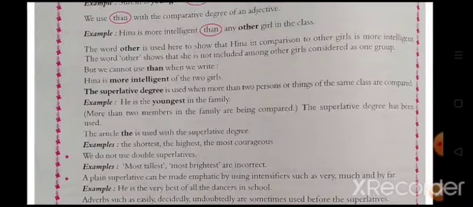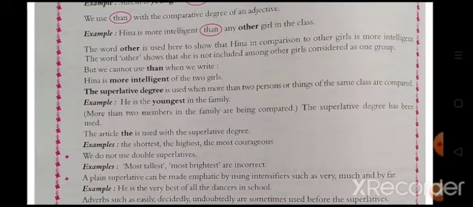The superlative degree is used when more than two persons or things of the same class are compared. In other words, we can say it is beyond any comparison, so it is called the superlative degree. For example, he is the youngest in the family. More than two members in the family are being compared.